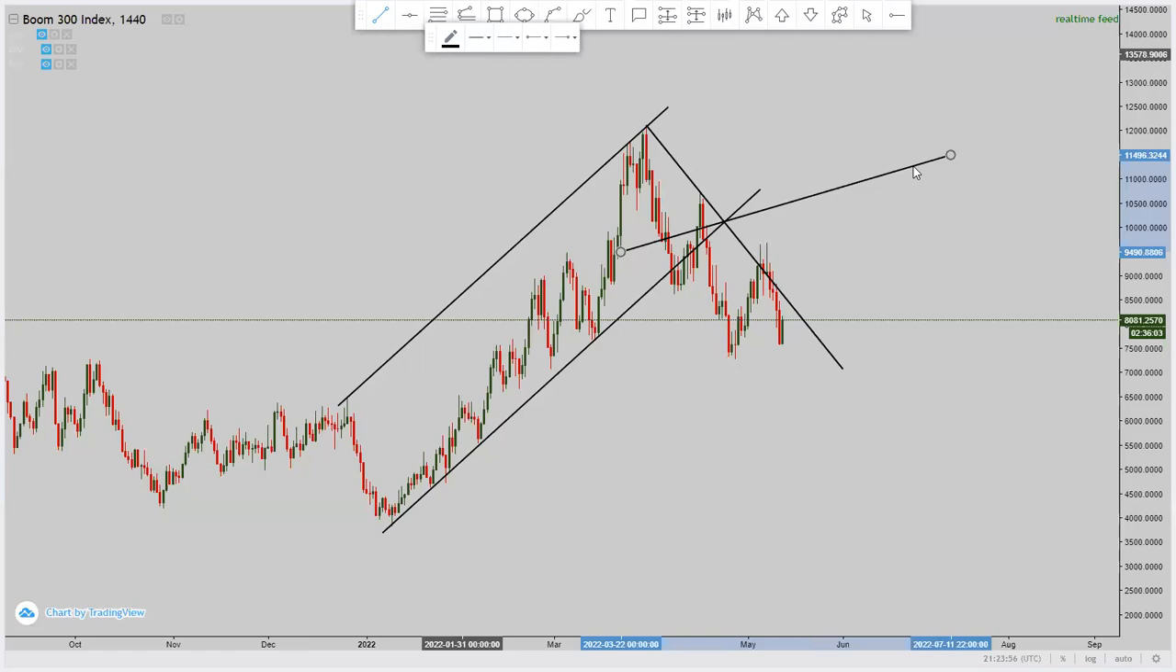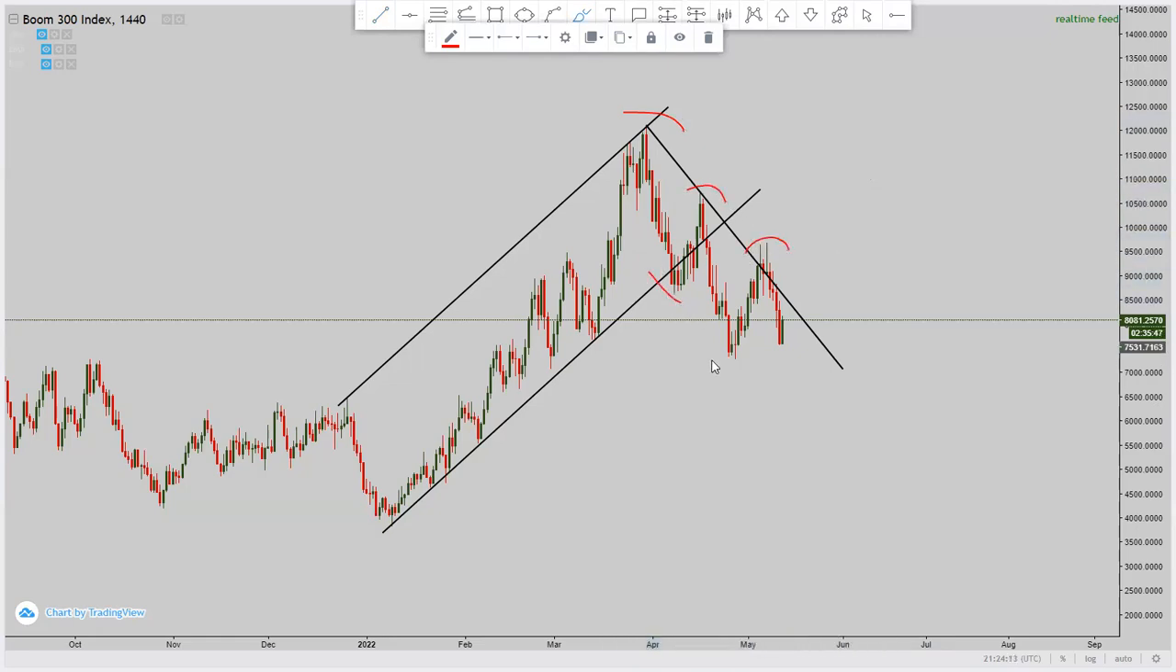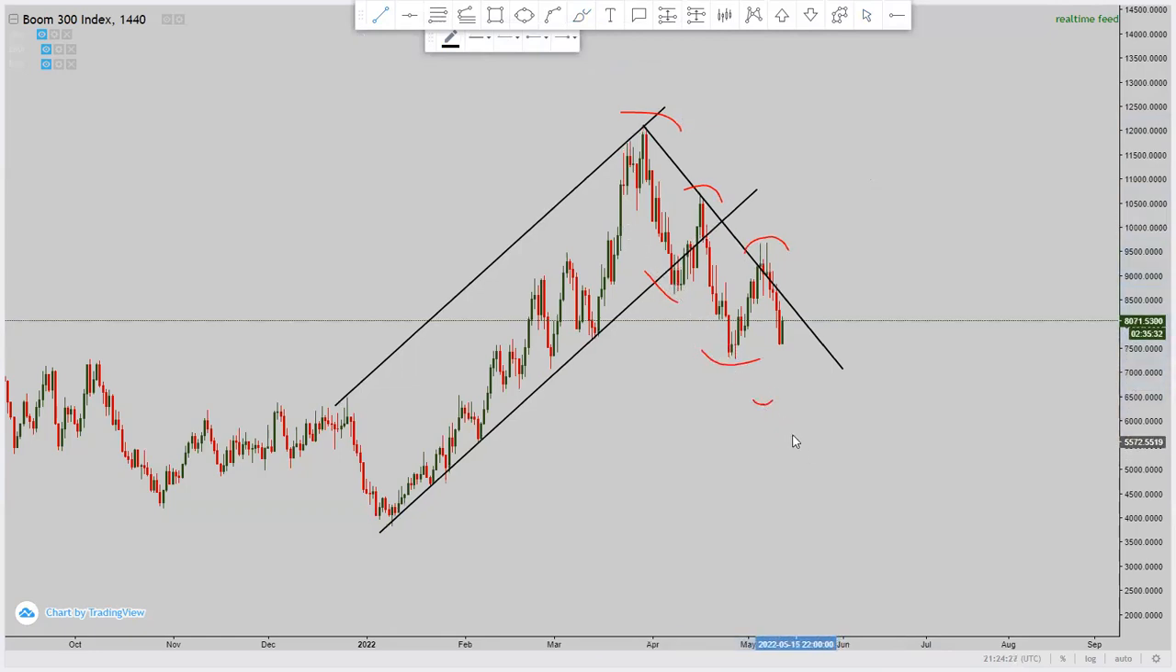So if you check our boom 300, as I have been saying, it broke this major uptrend. So right now it's in a downtrend. As you can see, we have a series of lower highs and lower lows. So the probability of it coming to break this low and form a new low is also high. Let's also place another trend line at the bottom and see where price can possibly come to.